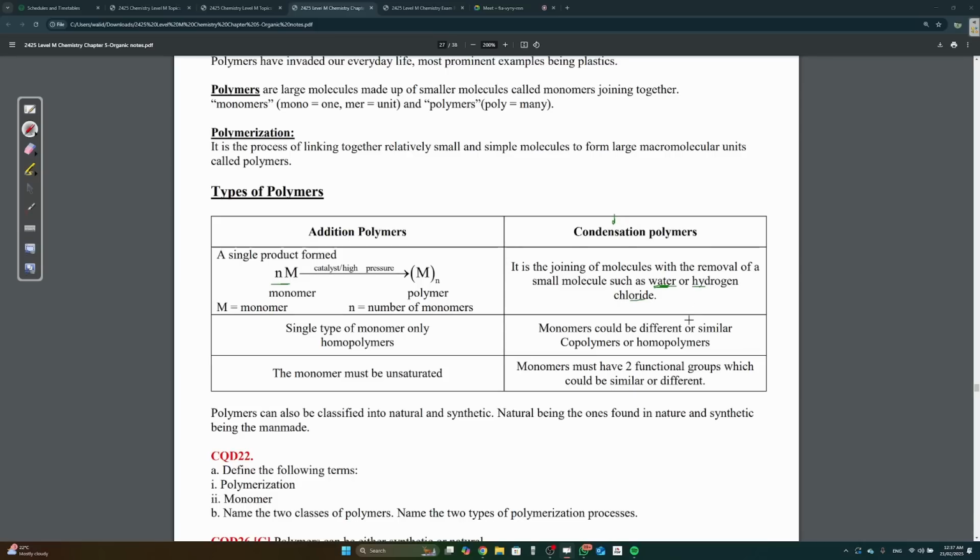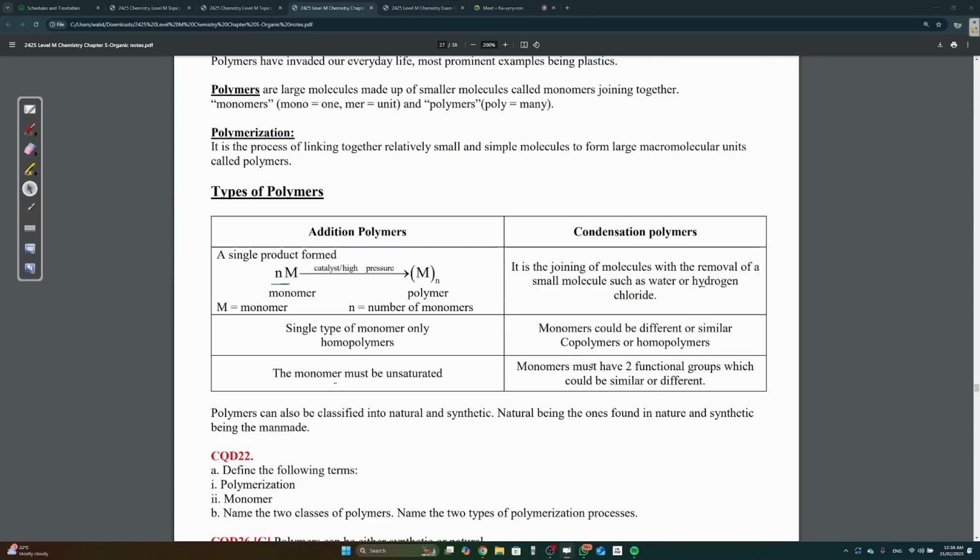What do you need to know? For addition, it's a single type of monomer only, but for condensation, it could be anything. With addition, they have to all be the same. For addition, the monomer must be unsaturated, so there must be a carbon double bond. You need to know that. It has to be, or otherwise it's not addition.